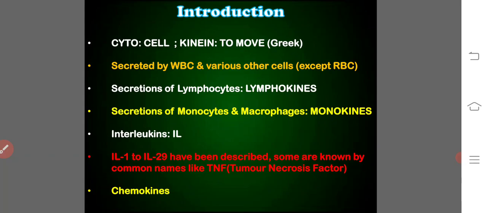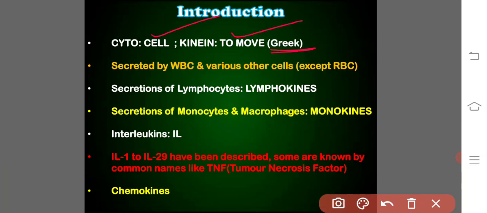Cyto means cell, and kinin means to move. It is derived from the Greek language. Generally, all these cytokines are secreted by WBCs or other cells. Except the RBC, many other cells are capable of producing cytokines.